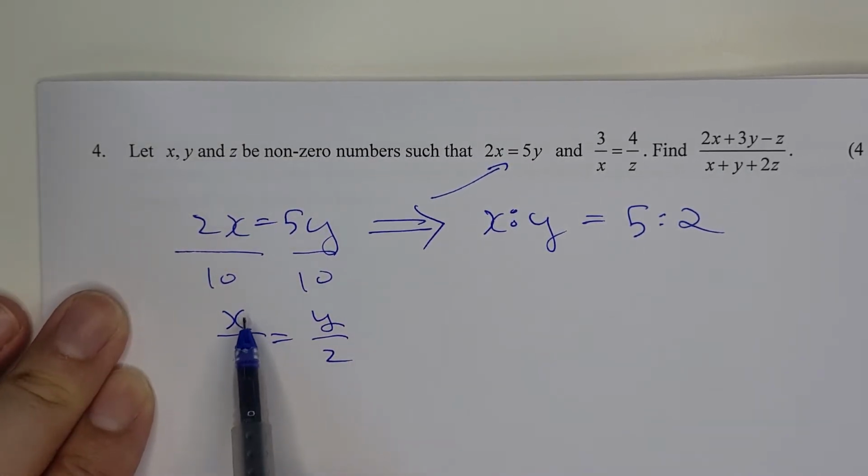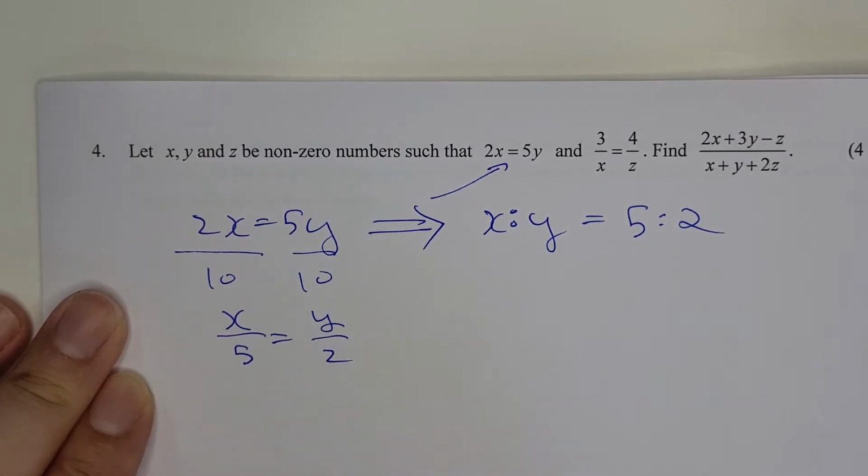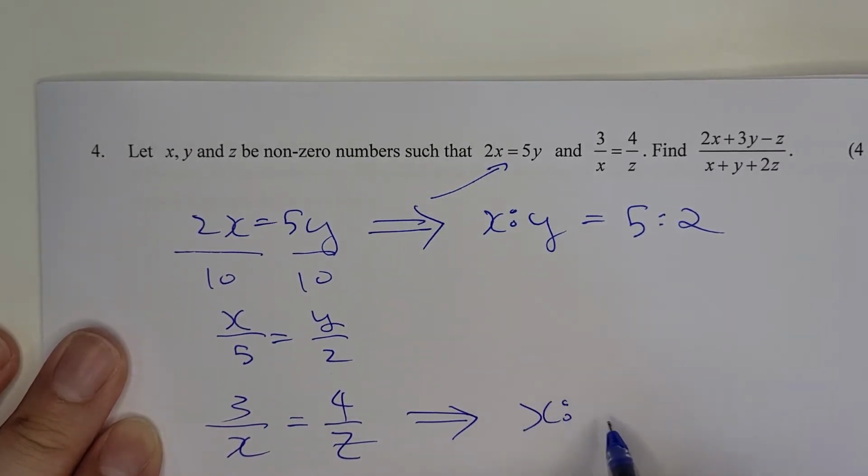That means x can be divided into 5 parts, and y can be divided into 2 parts. And second, 3 over x equals 4 over z. That means x to z will be 4 to 3.